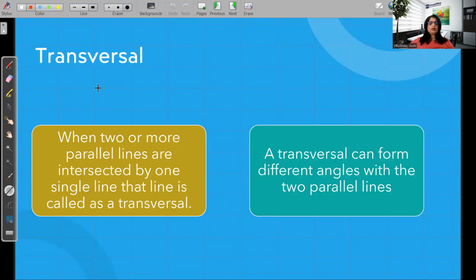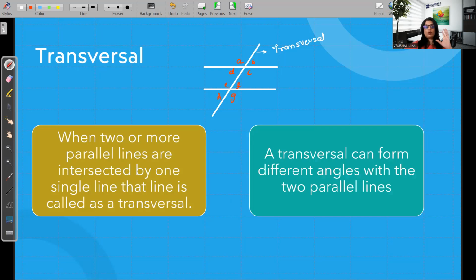All right. Transversal, we just saw what a transversal is. Suppose we take these two parallel lines and this is a transversal. So this we know is called the transversal. And a transversal can form different angles with two parallel lines. So what are the angles? Can you see this? This is A, this is B, this is C, and this is D. This is E, F, G, H. Are you getting it? I'm going to go on to a blackboard so you understand that a little better.